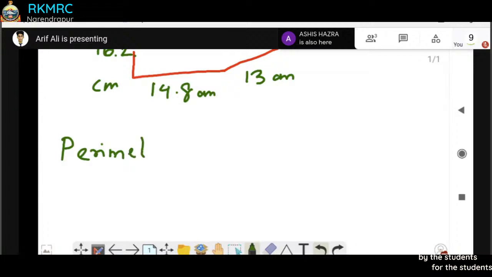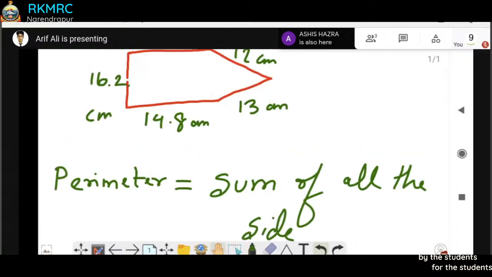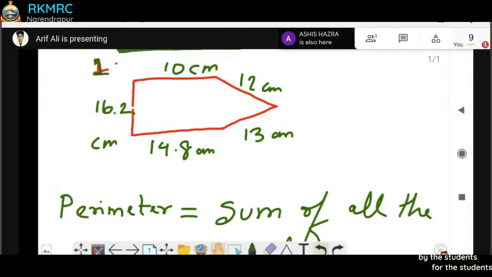I told you several times the formula for perimeter is the sum of all the sides of the given figure, whatever the figure may be. Over here, how many sides can you see? 1, 2, 3, 4, 5. So sum of all these sides. See over here.